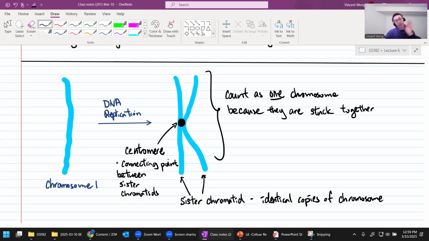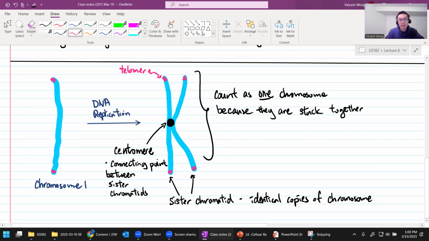Now, I know it's already confusing, perhaps, but I just want to throw in an extra term here for you. What is this pink stuff that I just shaded? What's the name for that? Telomere. Thank you, that is absolutely correct. Telomeres are located at the ends of the chromosomes. Okay, so centromere, telomere, sister chromatid, and this whole thing is a chromosome.